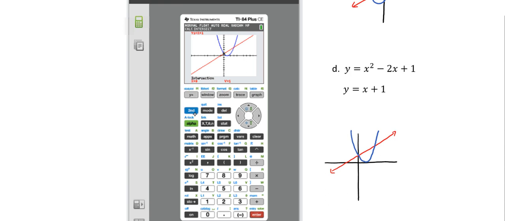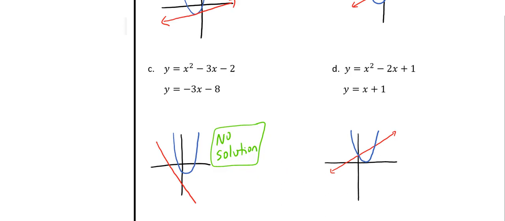Do the same thing for our other intersection point, choosing option number 5. We'll get close to the other intersection point and go our first line, second line, and the answer here is 3, 4. So we've got answers of 0, 1 and 3, 4, and those are our solutions. And that is how you can solve nonlinear systems by graphing.